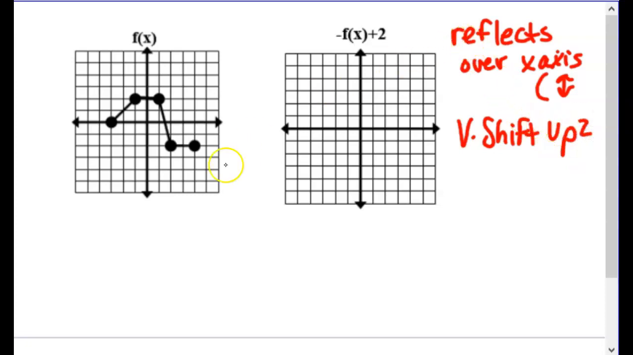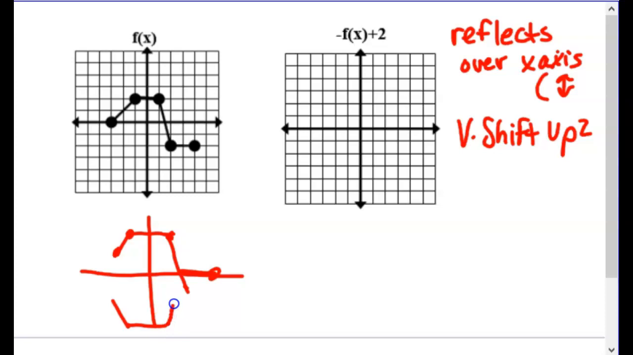Now, let me just show you something real fast. If you did the shift up 2 first, that's what it would look like, roughly. And then when you flipped it over, it would be right there. But we're supposed to flip it over first. Was I doing blue for the first one, guys? Okay, so flip it over first.